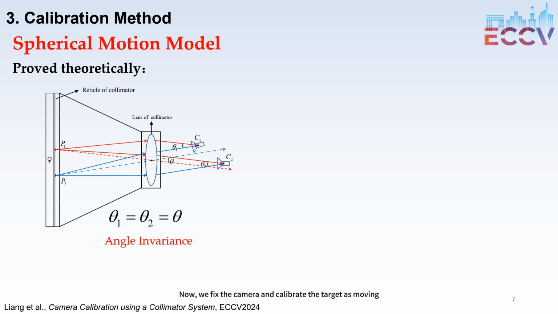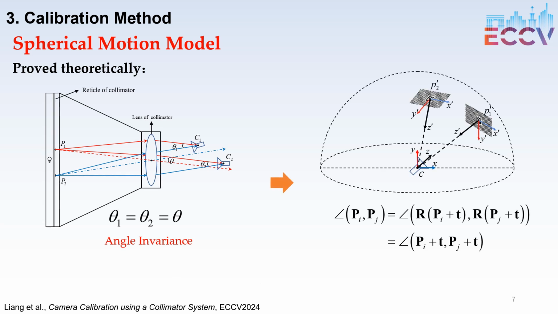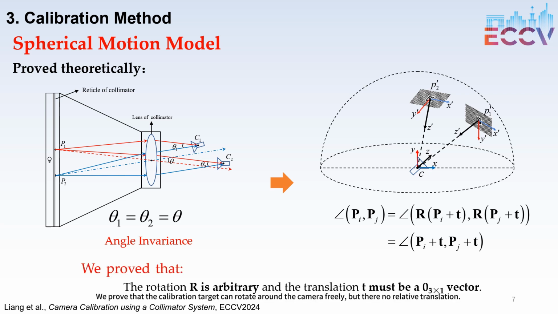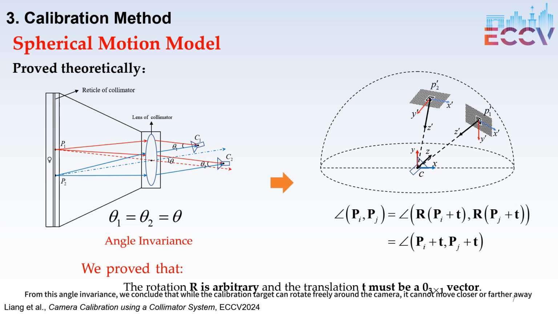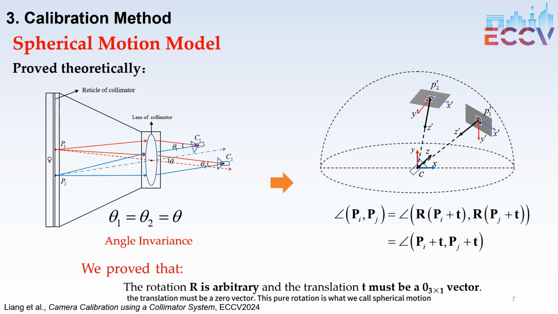Now, we fix the camera and calibrate the target as moving. From the angle invariance, we can get an equation. We prove that the calibration target can rotate around the camera freely, but there's no relative translation. This means the rotation can be any angle, but the position stays the same. From this angle invariance, we conclude that while the calibration target can rotate freely around the camera, it cannot move closer or farther away. The translation must be a zero vector. This pure rotation is what we call spherical motion.